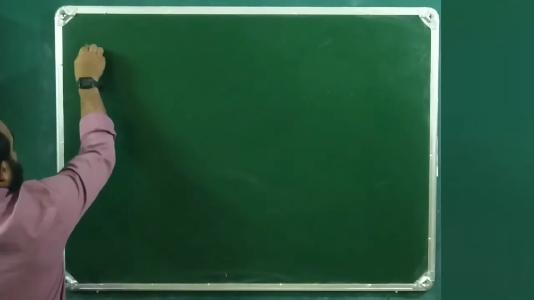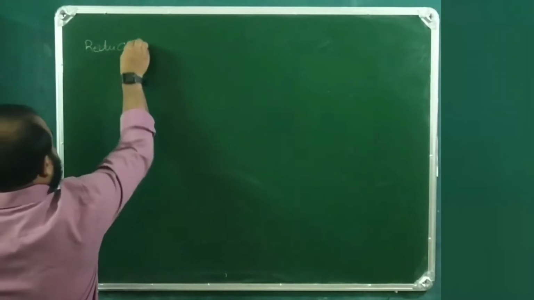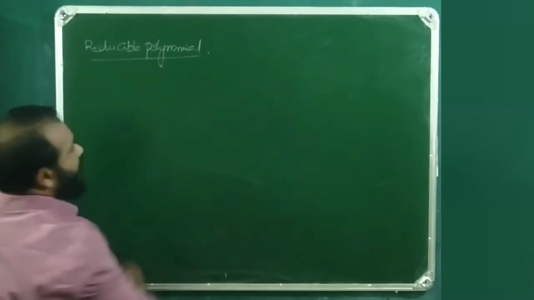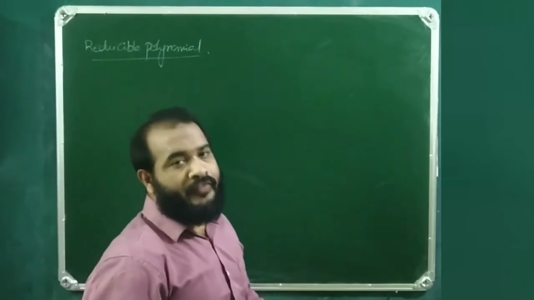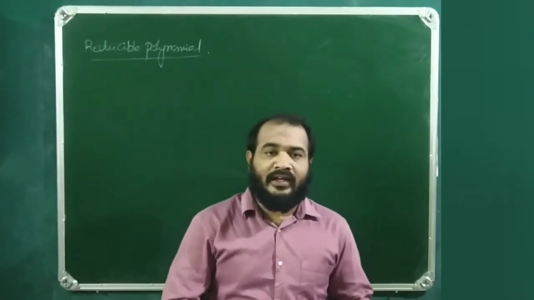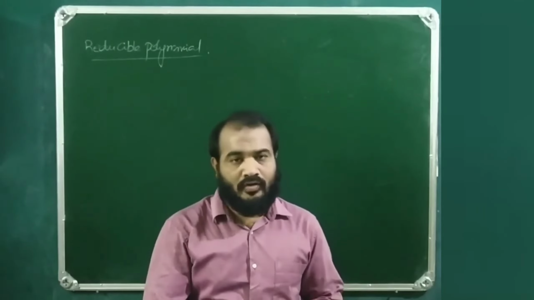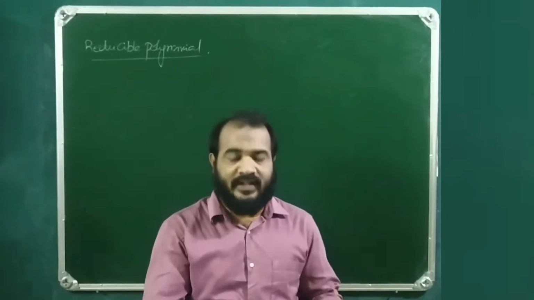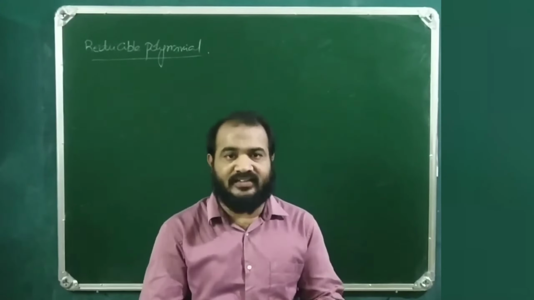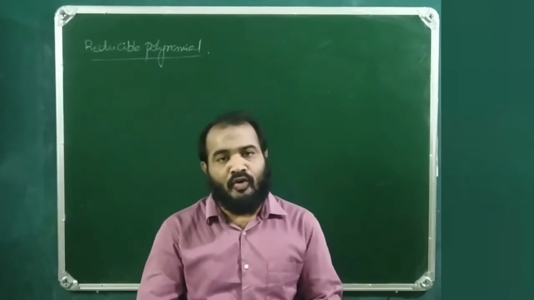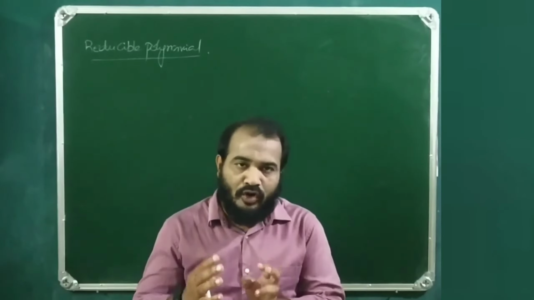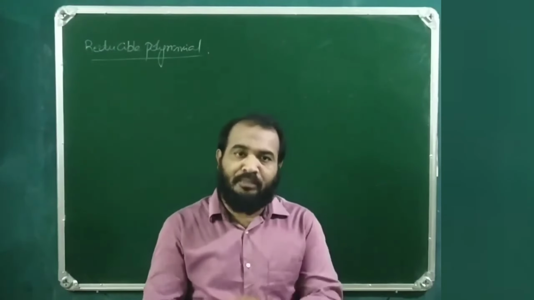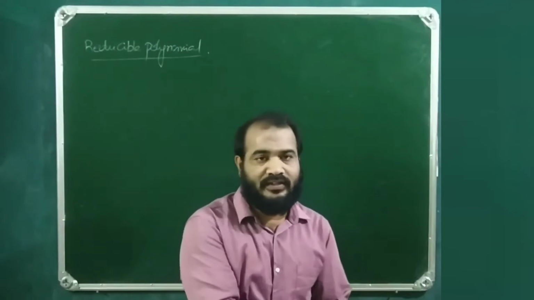Irreducible and reducible polynomials. Reducible polynomial: if a polynomial f of x can be expressed as the product of two factors, that is, if a polynomial can be split, decomposed or factorized into two or more factors, then that kind of polynomial is said to be a reducible polynomial. Here the degree of b is less than the degree of f of x.